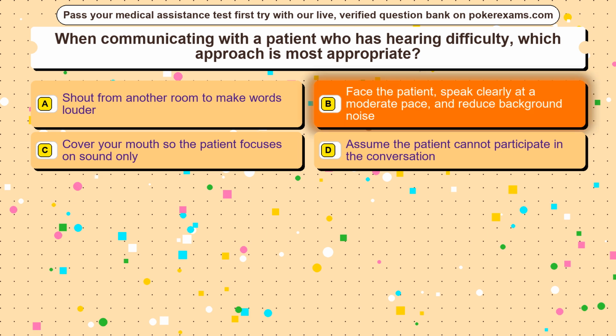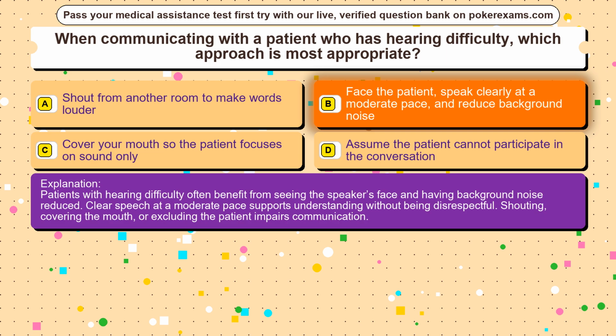The correct answer is option B, face the patient, speak clearly at a moderate pace, and reduce background noise. Patients with hearing difficulty often benefit from seeing the speaker's face and having background noise reduced. Clear speech at a moderate pace supports understanding without being disrespectful. Shouting, covering the mouth, or excluding the patient impairs communication.